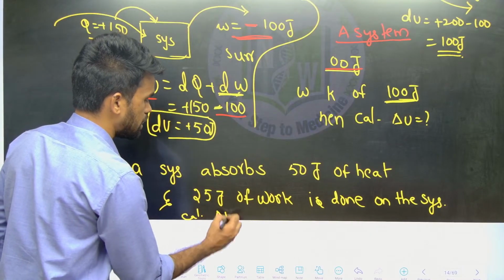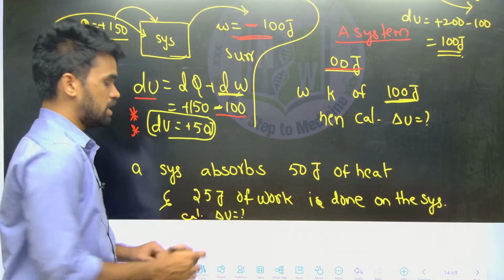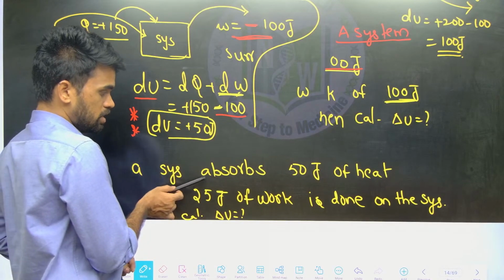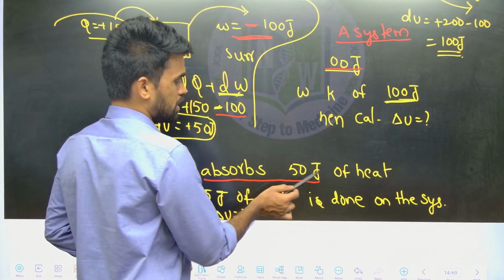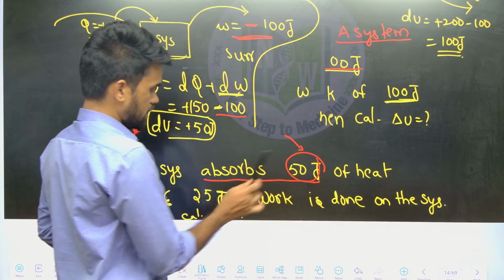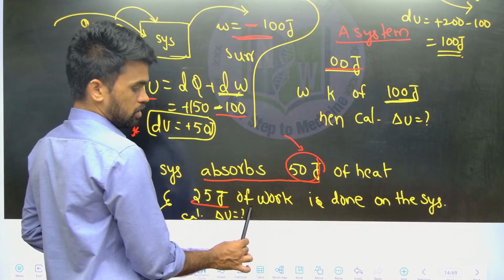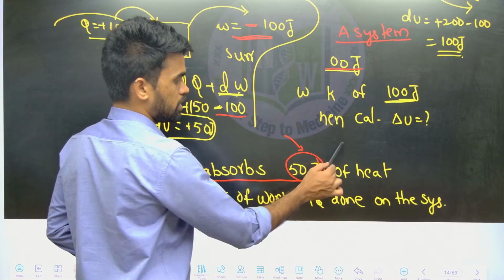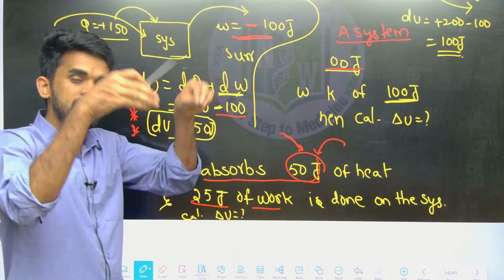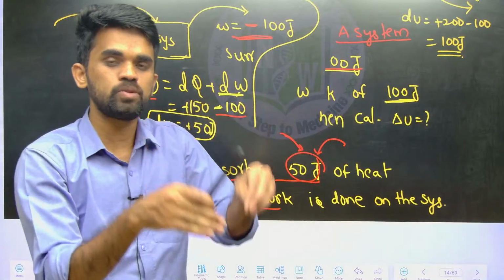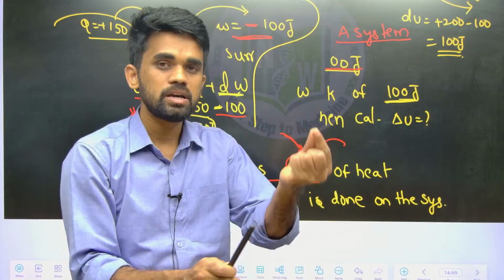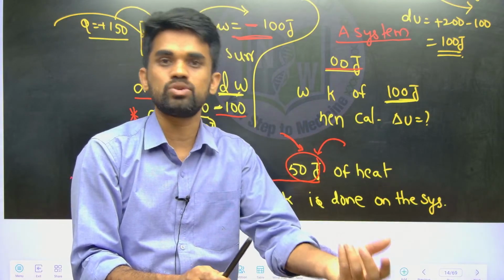Calculate the internal energy change. Very simple, just follow the same steps, but observe what I have mentioned here. The system is absorbing, 50 joules of heat is supplied to the system, and the next 25 joules of work is done on the system. Here work is also done on the system, heat is also given to the system. Both are added into the system only. So both values should be taken as positive. Like 50 plus 25, that means 75 joules is your answer.